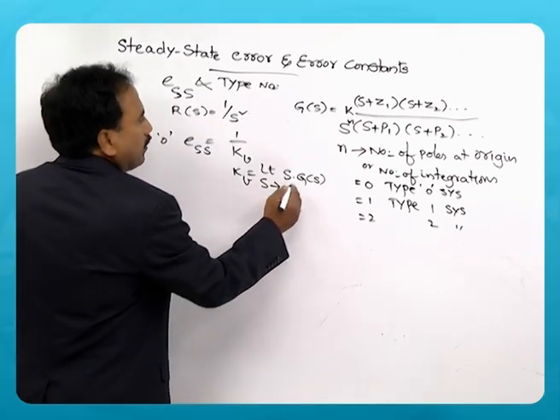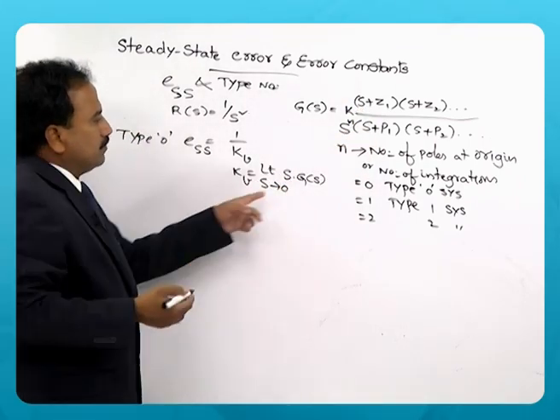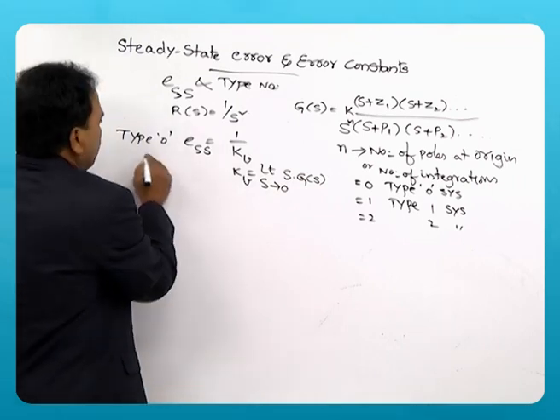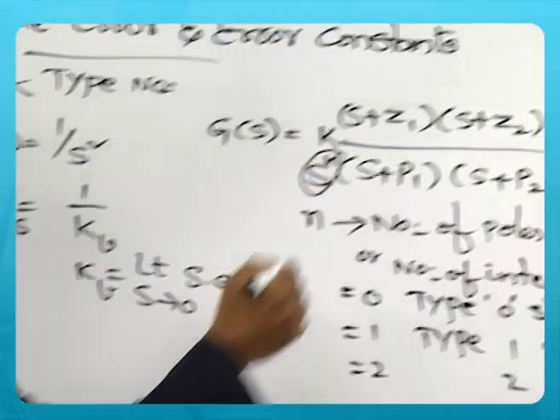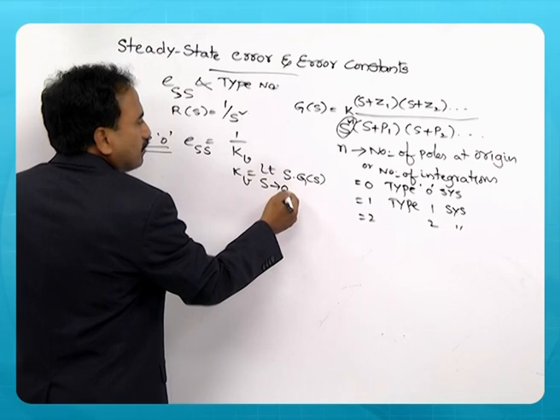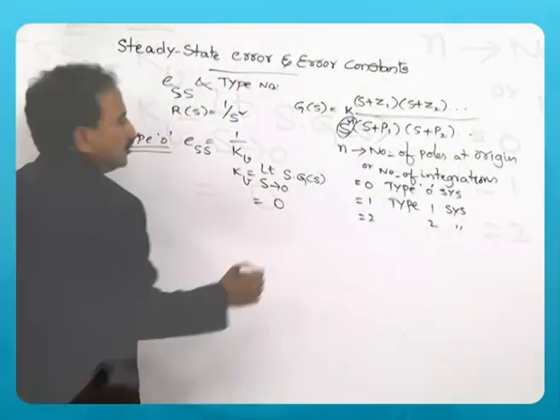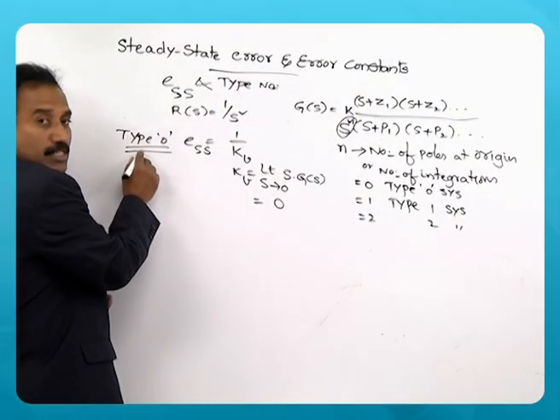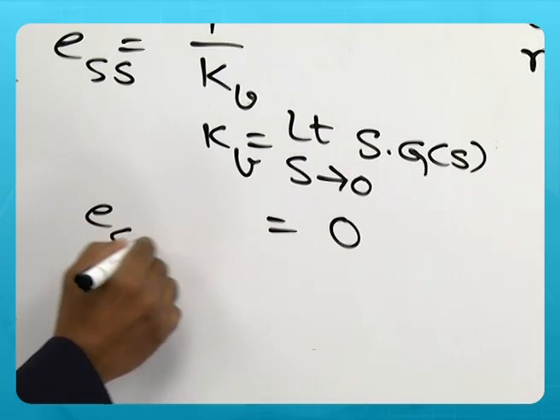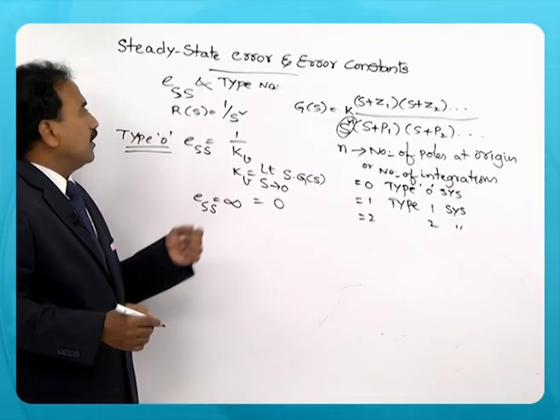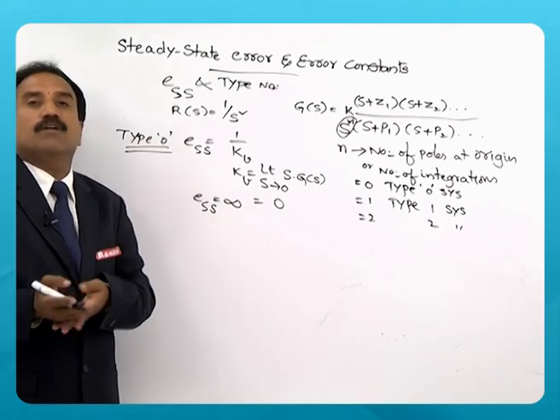So, if you substitute now s tending to 0 in the given function here, there is s in the numerator itself. So, if it is a type 0 system, there are no poles at origin, but if you substitute s equal to 0, there is an s here. So, definitely this function Kv becomes 0. So, for type 0 system, Kv is 0 if the input is unit ramp. So, steady state error is infinity. So, for a unit ramp input and type 0 system, the steady state error is infinite, not at all advisable.